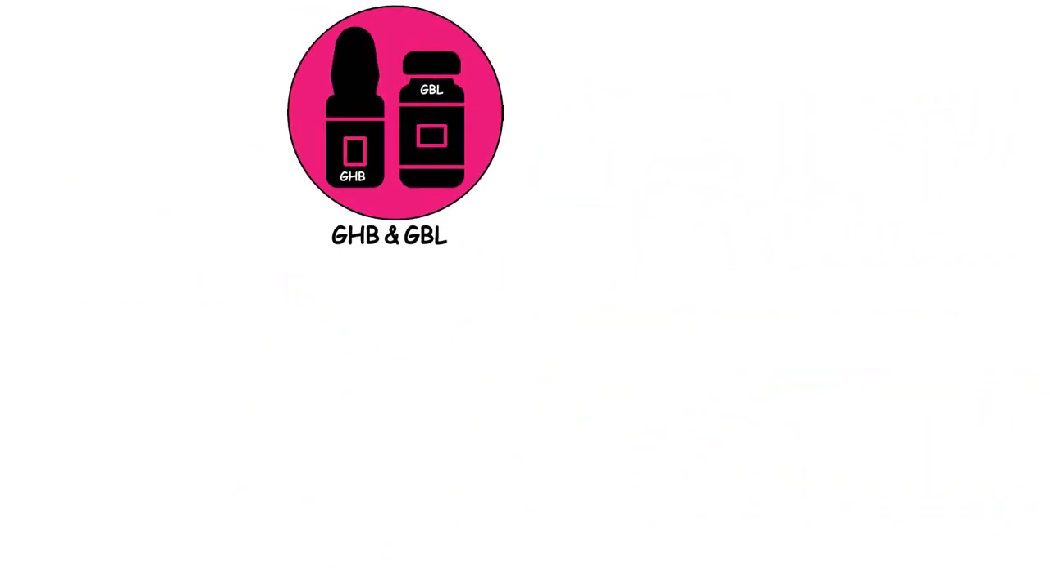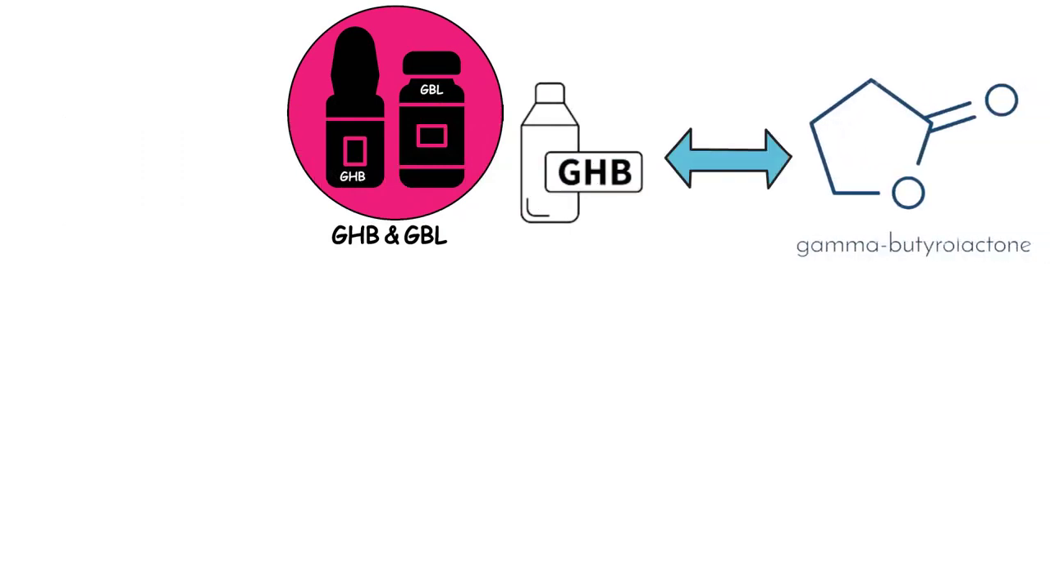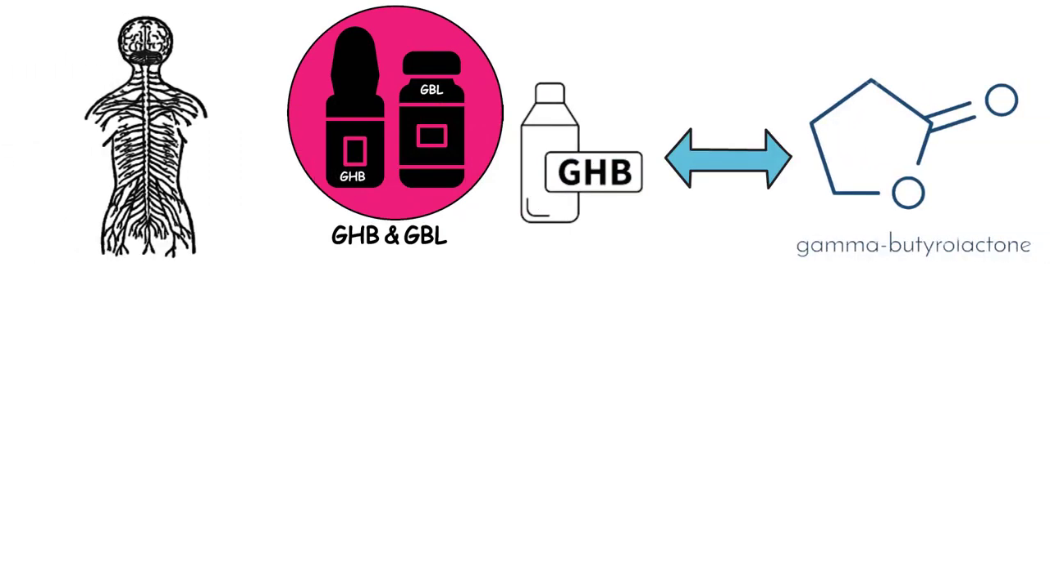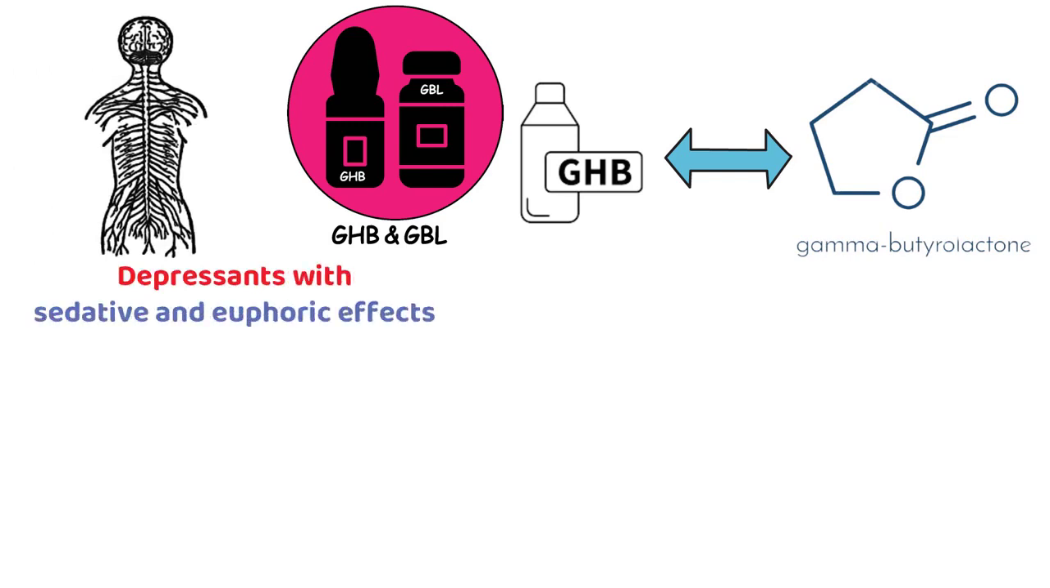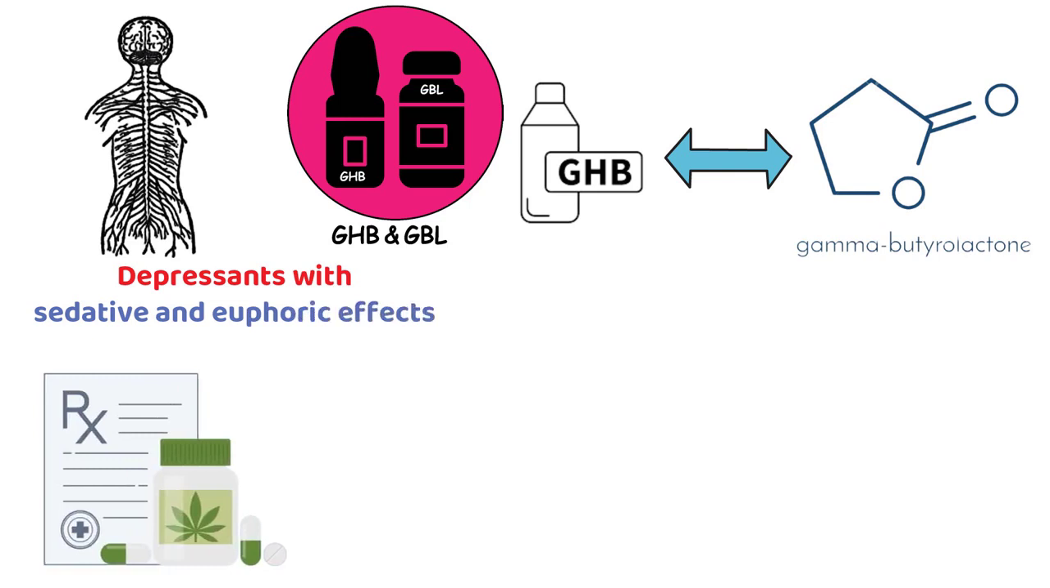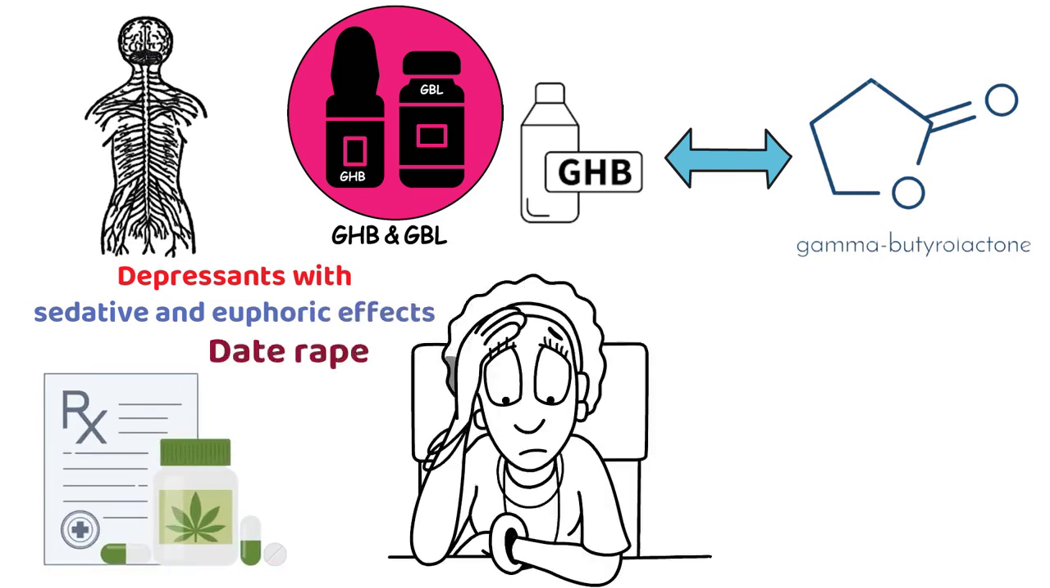GHB and GBL. Gamma-hydroxybutyrate, GHB, and gamma-butyrolactone, GBL, are central nervous system depressants with sedative and euphoric effects. They are sometimes abused as recreational drugs or as date rape drugs due to their ability to cause memory loss and unconsciousness.